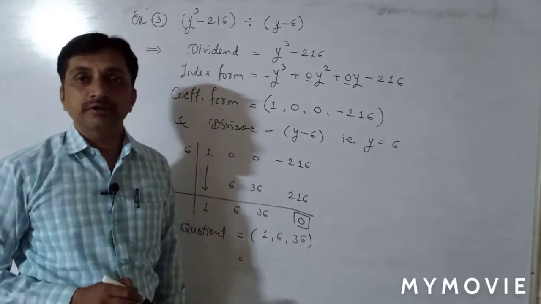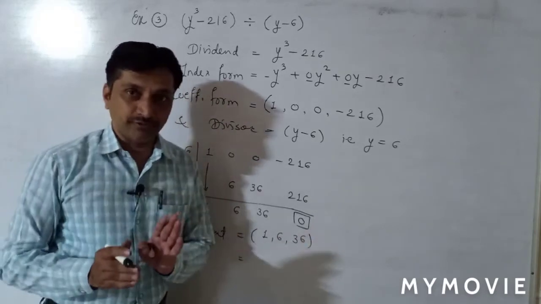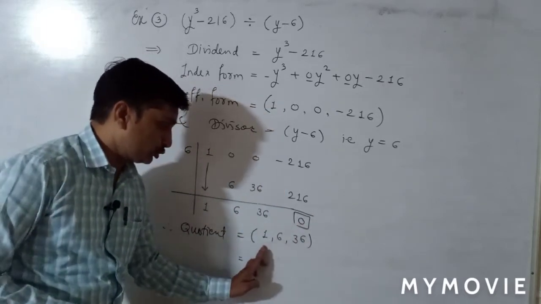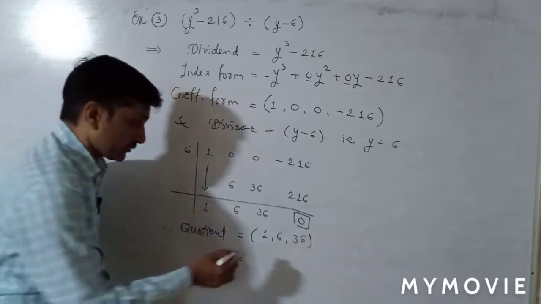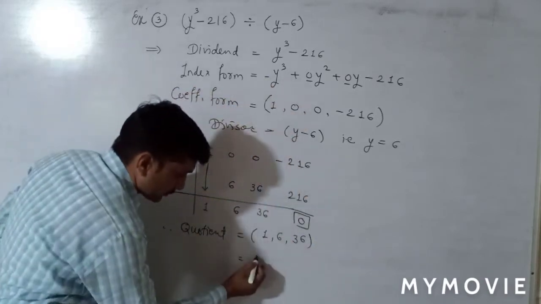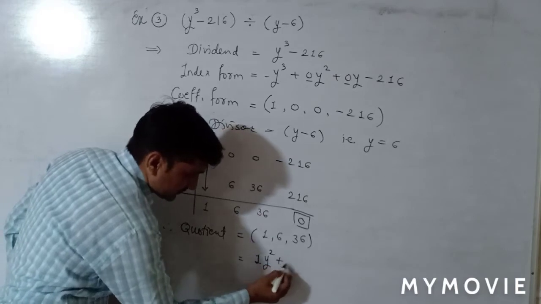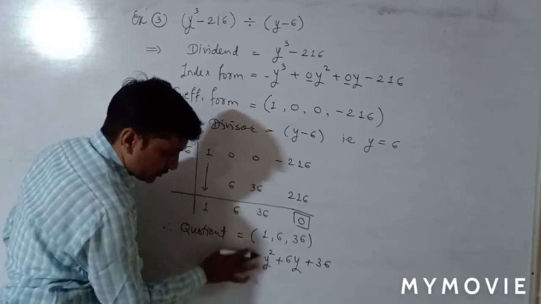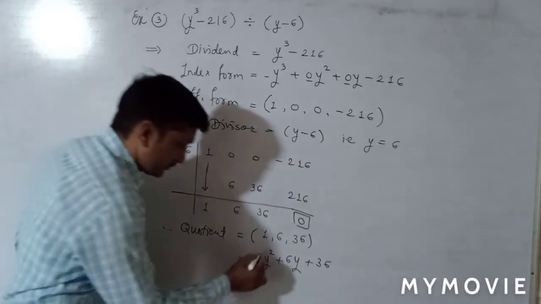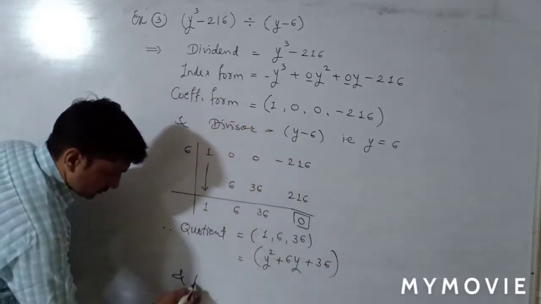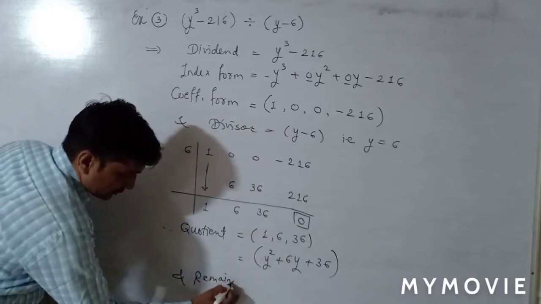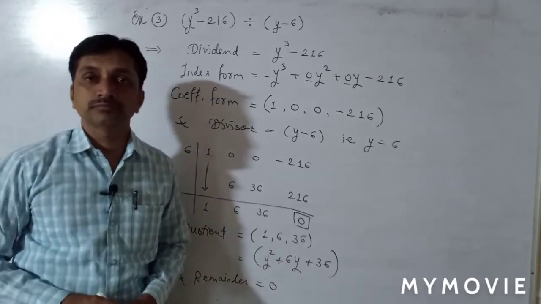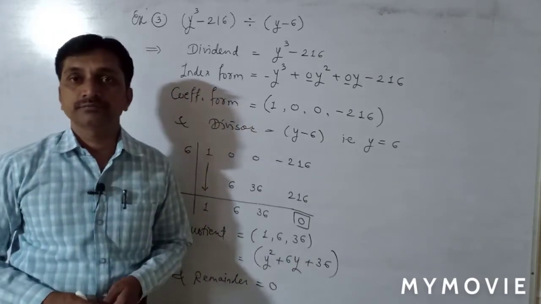Let's write in index form. We want power first and start counting from the right side: 0, 0, 1, 2, means here power 2 means square. 1y square plus 6y, plus 36 constant, and here the coefficient 1 we don't write. This is the quotient here, and the remainder is the last number written in the box, 0. We got quotient and remainder here.